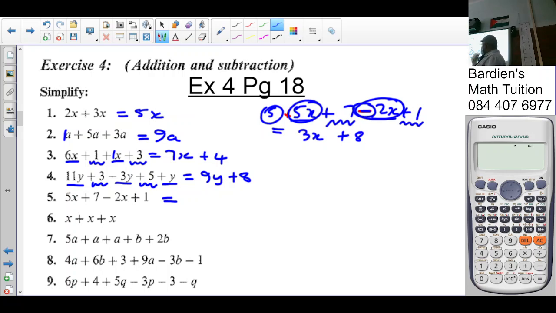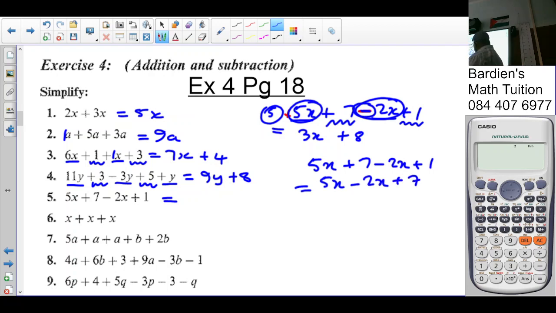Otherwise, if you're finding this difficult to understand, then what you do is you just add an extra step. You say it's going to be 5x minus 2x plus 7. Where am I going to get that plus from? From here. I get that minus from there. Plus 1. I write the like terms next to each other. So what is 5x minus 2x? 3x. 7 plus 1? You see, it's an extra step, but some people will find it much easier to understand. You all okay with that?